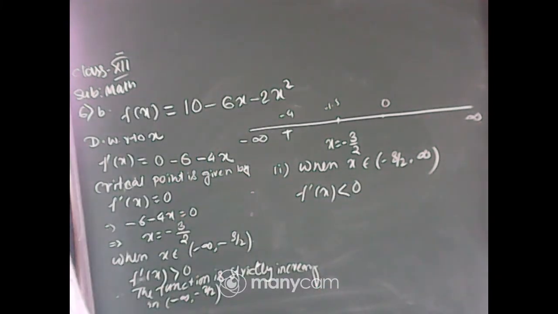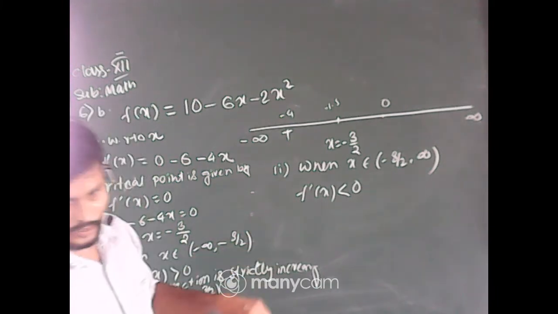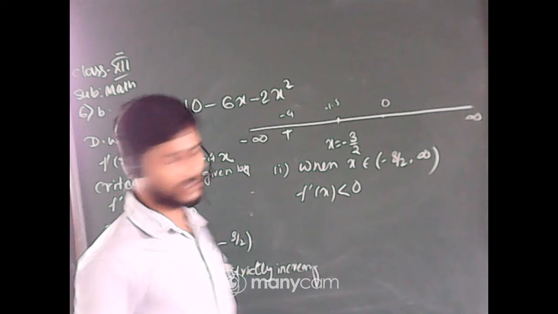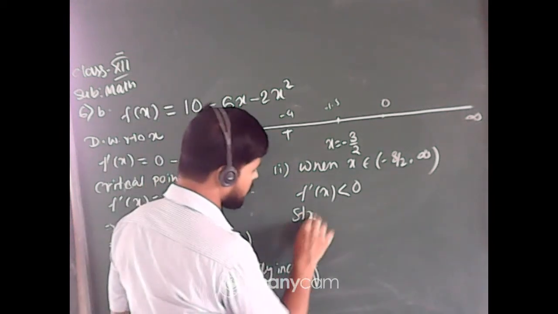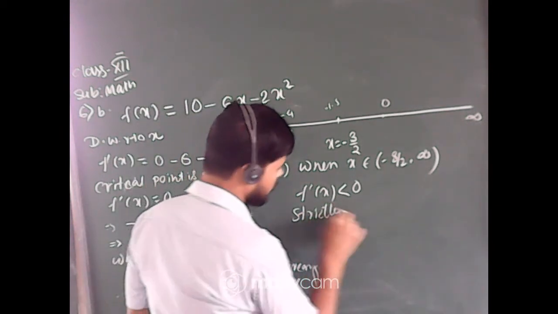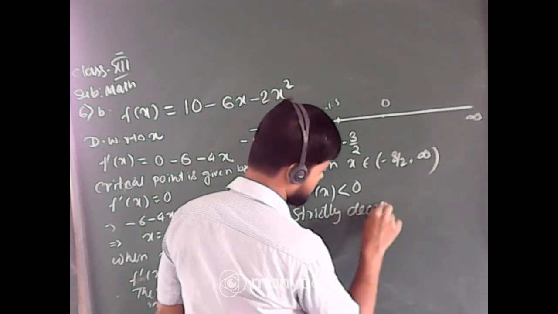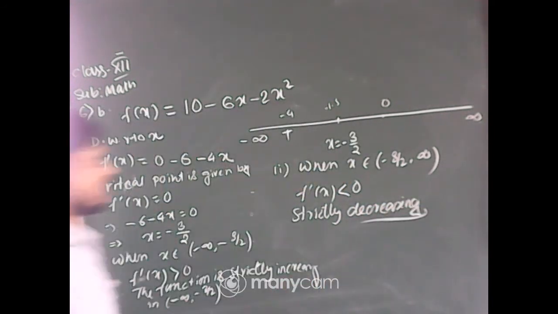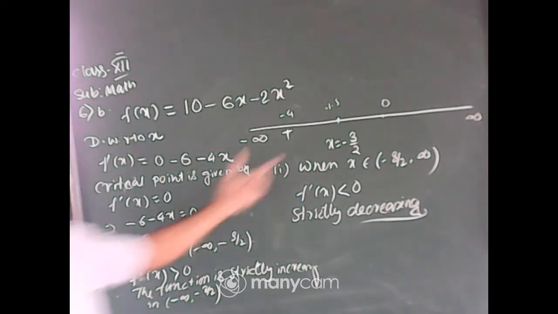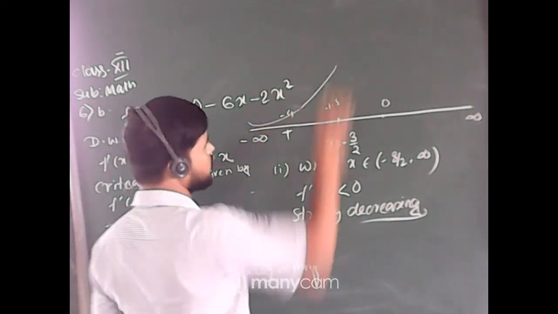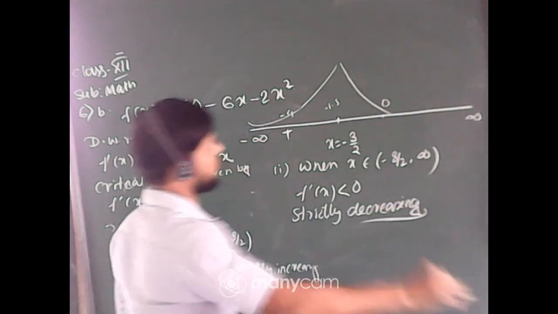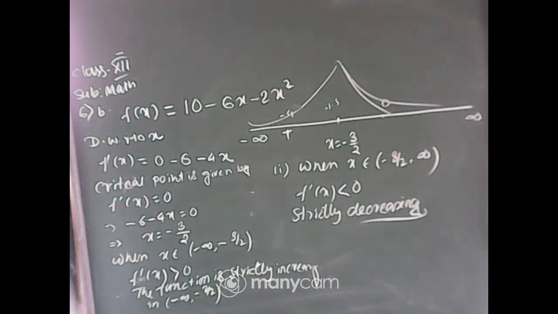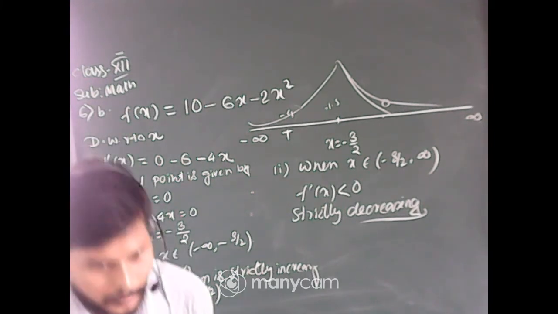So in that interval, yes, less than 0. Very good, Srijita. So in that interval, minus 3 by 2 to infinity, the function is strictly decreasing. The function is strictly decreasing. So in this interval the function is an increasing function, and on this interval the function is a decreasing function. Okay, so this is the interval. Okay, completed. Have you understood?